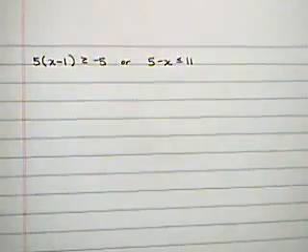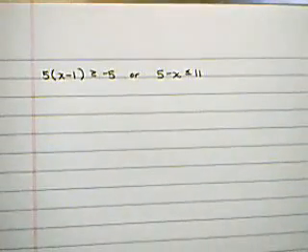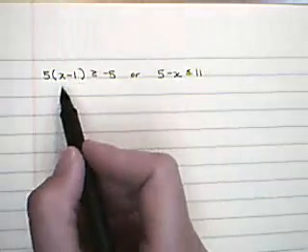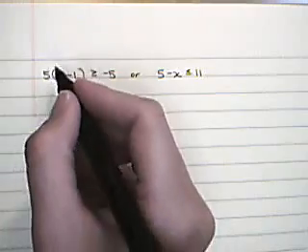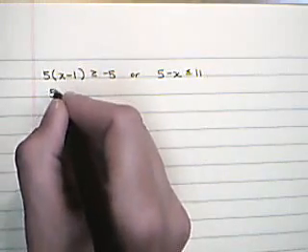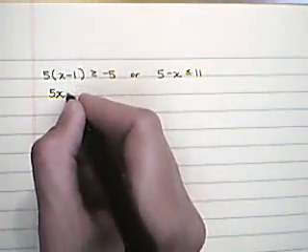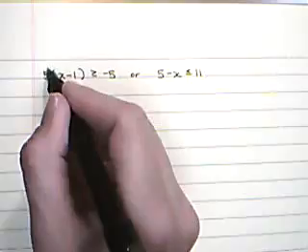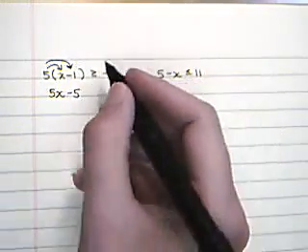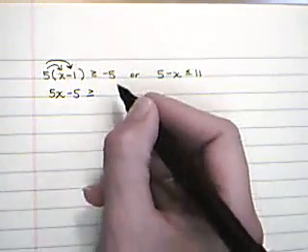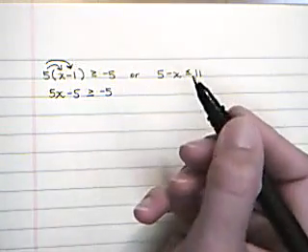A second example for this means, because of the parentheses, we would actually distribute. So we would say 5 times x is 5x, 5 times negative 1 is negative 5, and once we distribute that 5, we're finished with those parentheses. We do not need them any longer. It's greater than or equal to negative 5.